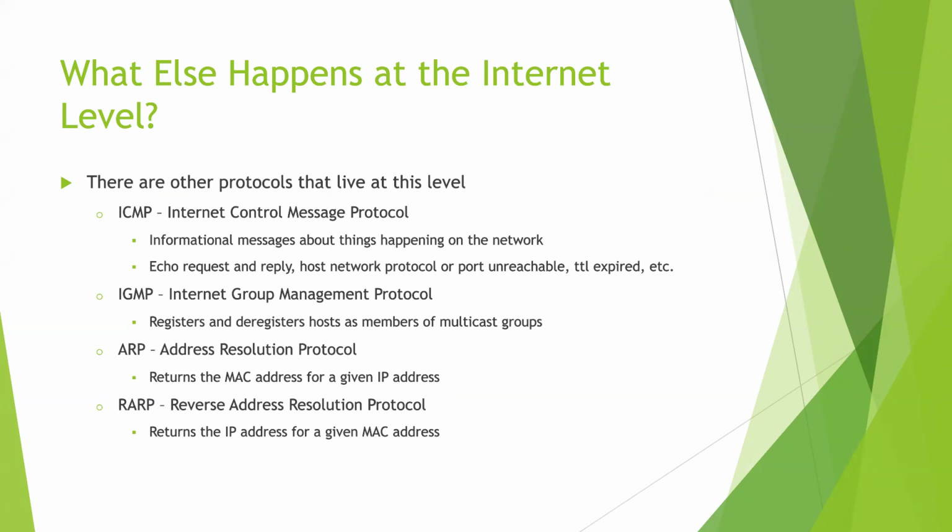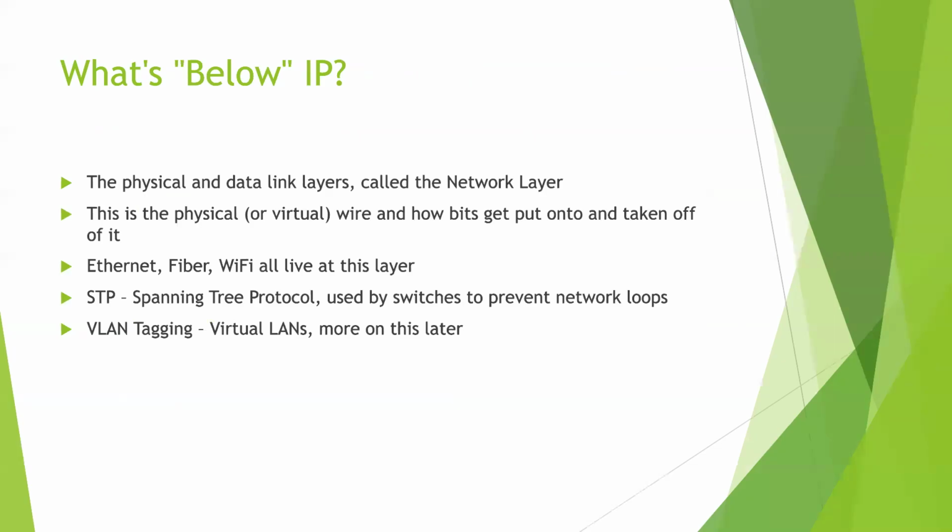Okay. All right, so let's talk about what's happening below the IP layer. The physical and data link layers, or the network layer in the IP stack, are below IP. That's how bits get put on and taken off of the wire. So things like Ethernet, fiber, and Wi-Fi all live at that layer. Some of the interesting protocols that live down there are STP, or spanning tree protocol, and VLAN tagging.